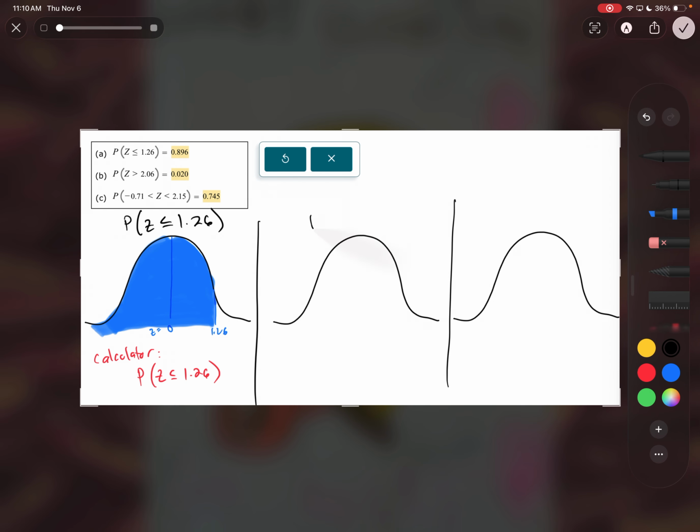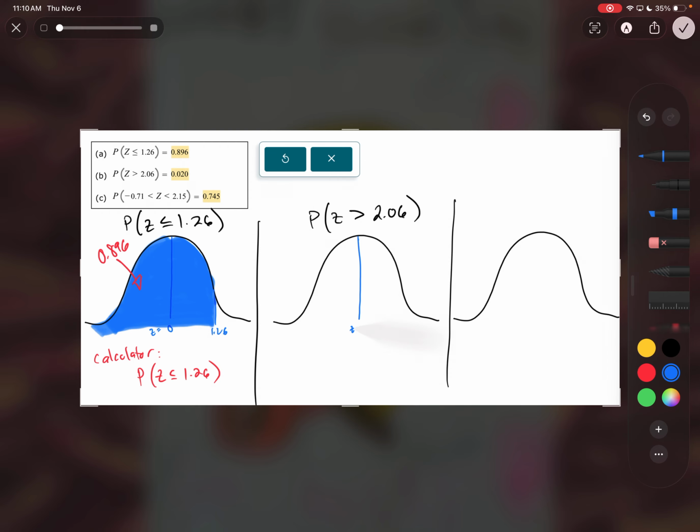All right, so what happens if you have greater than? Oh wait, let's talk about this real quick. Our answer here is that the area under the curve is 89.6%, okay? Or 0.896. Like the probability that I randomly pick someone and they fall in that blue area is 89.6%, okay?